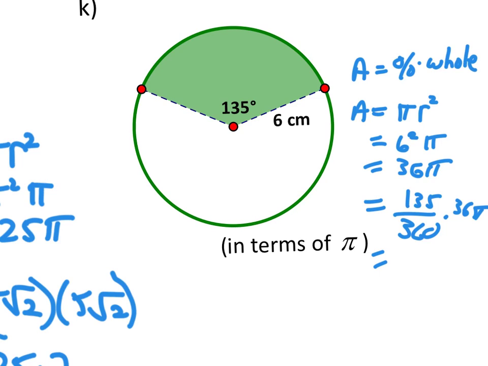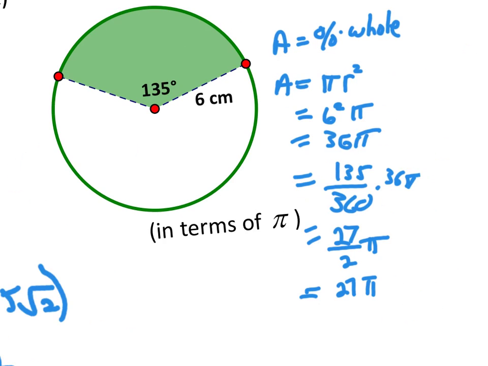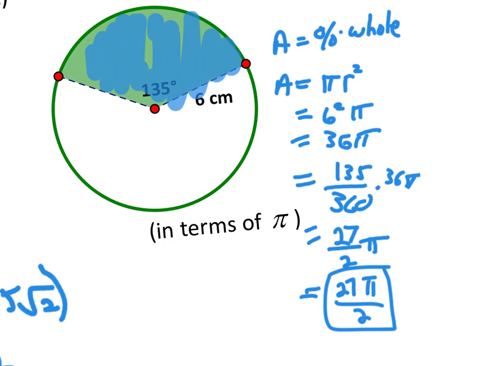So multiplying those coefficients of pi together and simplifying, that is 27 over 2 pi, sometimes written 27 pi over 2. So 27 pi over 2 represents the area of the sector right there. That's a portion of the whole area of the circle.